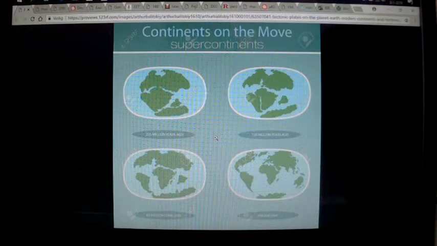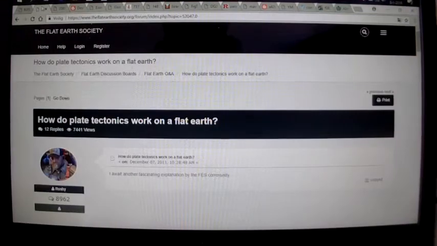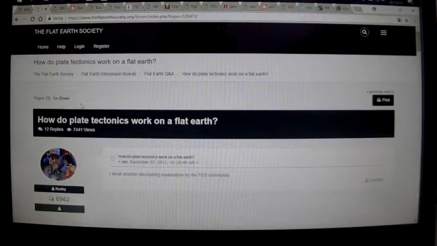As I've been taught in school that we've had continental drift over millions of years on Earth, I was wondering, how does it work on a flat Earth? So I googled it first. I came to the Flat Earth Society website and I found no answers there.